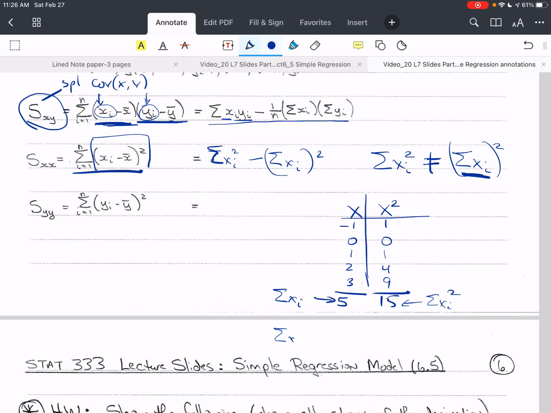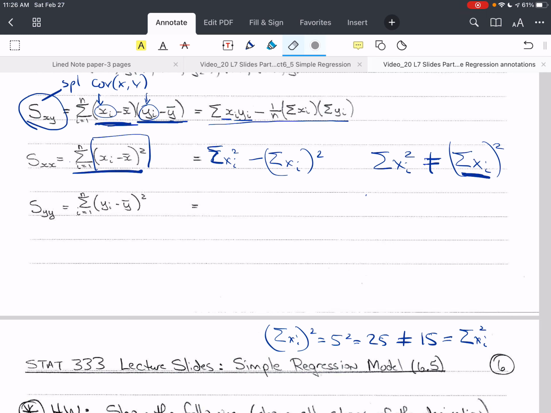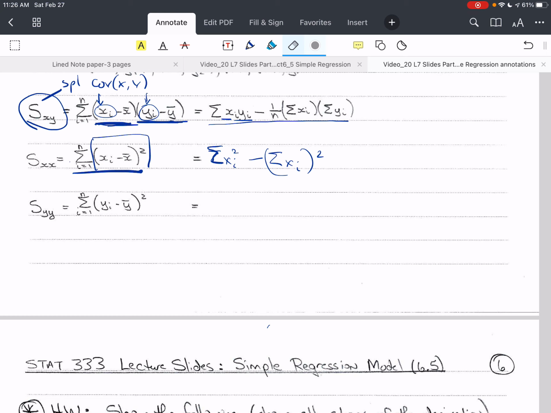The sum of xi quantity squared equals 5 squared equals 25, which is not equal to 15, which is the sum of xi squared. They're not equal, so you cannot use that. All right, enough on that basic algebra, but I do want to remind you of that, so please don't make that mistake on the homework or test. My goodness, please don't make it on the test.